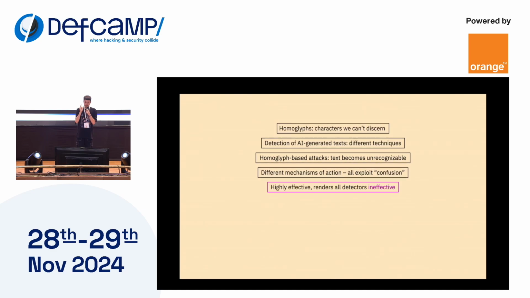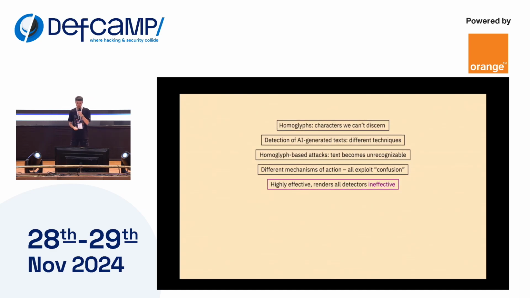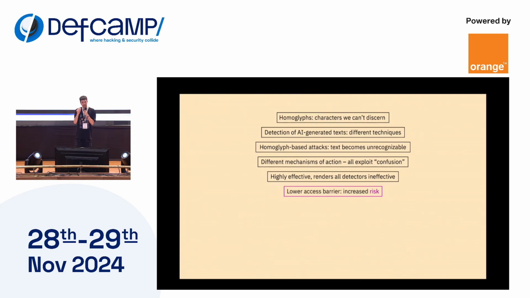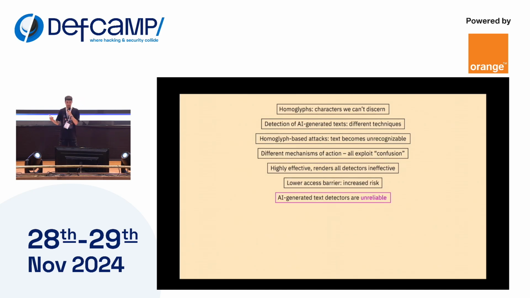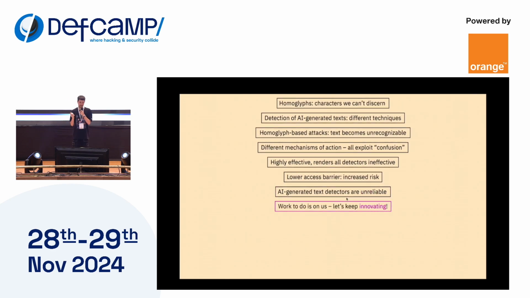Now, this is highly effective. We saw that it's super effective. And also there's a lower access barrier, so this is an increased risk. People can use it very easily. AI-generated text detectors are very unreliable, but we need to keep working to make them better. I'd say that's my key message. We need to keep improving and making things better.